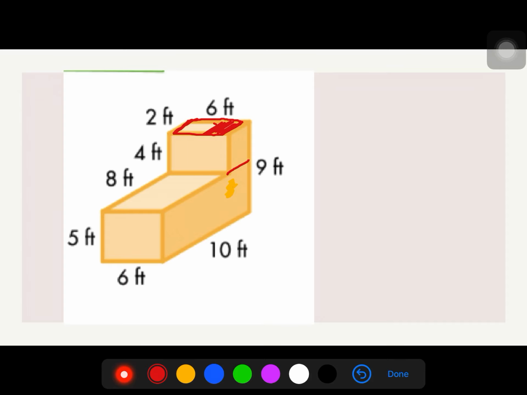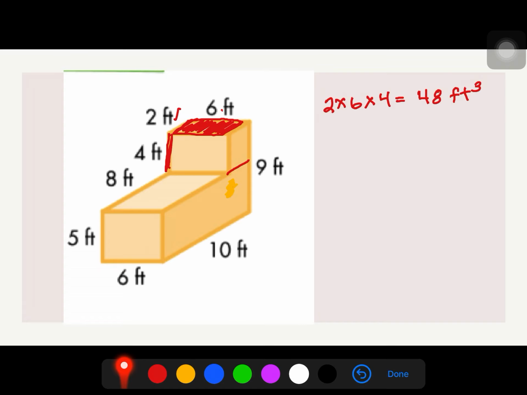So in red, I'm going to show you this top here is 2 by 6. You agree? 2 by 6, and it's 4 feet high. Okay. Well, 2 by 6 by 4 equals 48, and it's feet cubed.